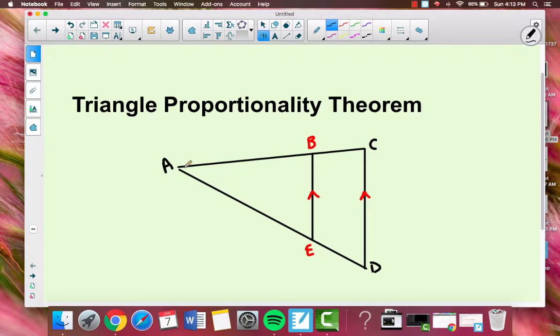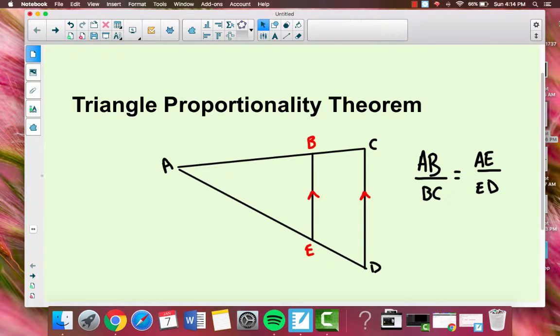So what this does is it allows us to write that the ratio from A to B, so AB, over its same side portion, so BC, would have to have the same ratio or relationship as the other side of the triangle. So we'd say it's going to have the same ratio as A to E, so AE, over ED. And what this allows us to do is if we're given some missing parts, then we can fill in our proportion and cross multiply and solve. All right, so if you have a parallel line to a side in a triangle, it makes the side lengths of that triangle proportionate.